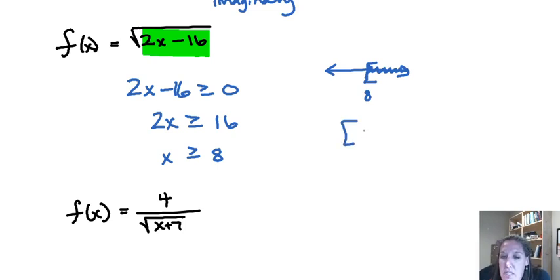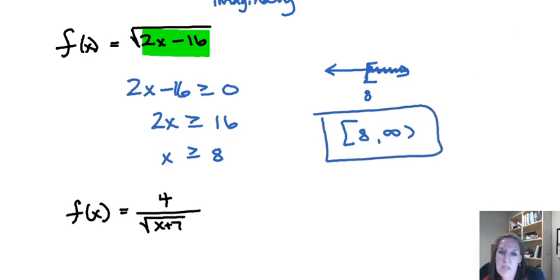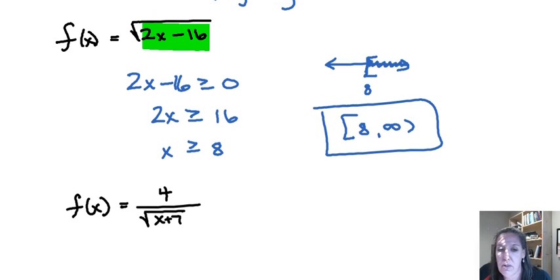And so our domain is going to be from 8 to infinity. Remember, infinity always has a parenthesis. So that means we can plug in any number, including 8, any number that is greater than or equal to it, and we will get a real number, something that we could graph on the x-axis.